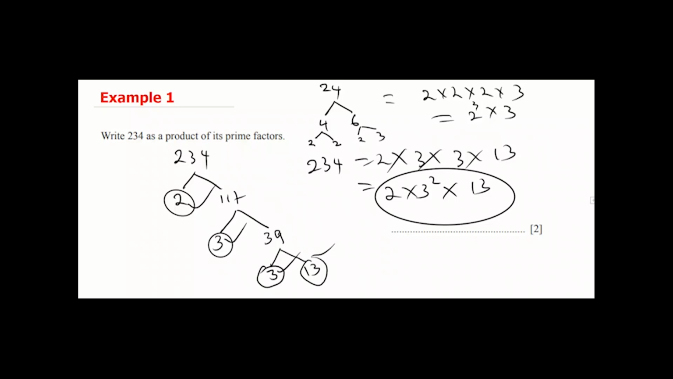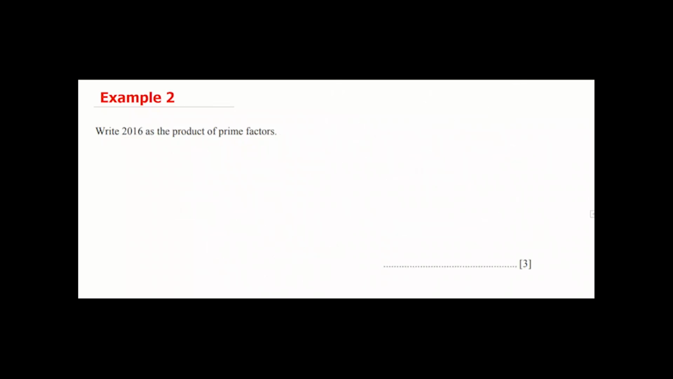Okay, so example 2 here: write 2016 as a product of prime numbers. If you don't know any product that will give you 2016, you can always start with 2. You can take your calculator, 2016 divided by 2, so that will give you 1008. You have 2, then 1008. So this is one of my answers.